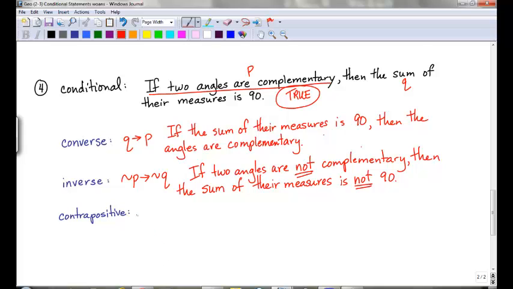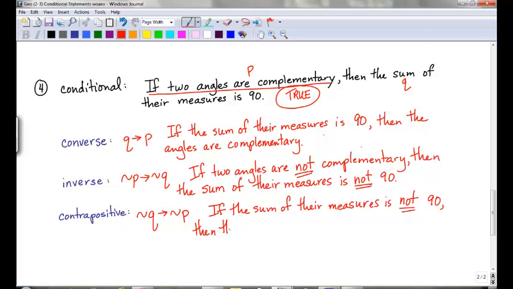Now the contrapositive. Contrapositive is not Q implies not P. So not Q would be: if the sum of their measures is not 90, then the angles are not complementary.